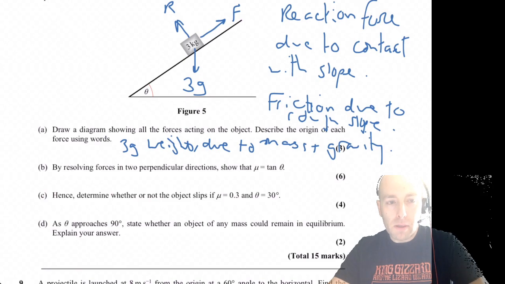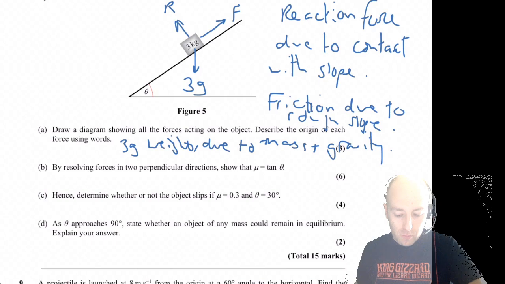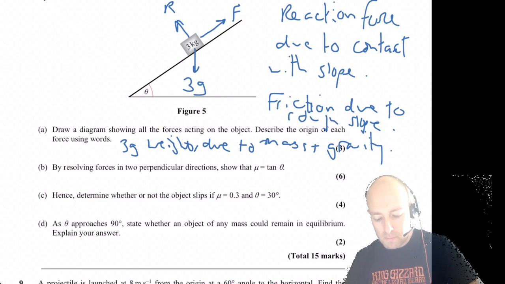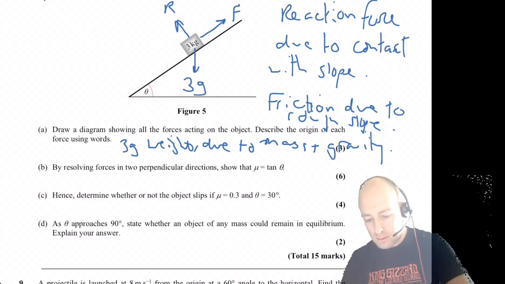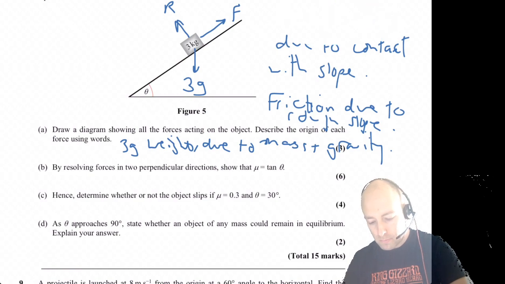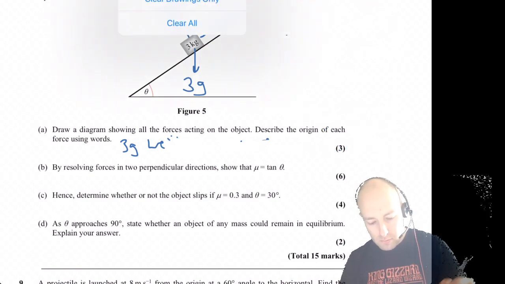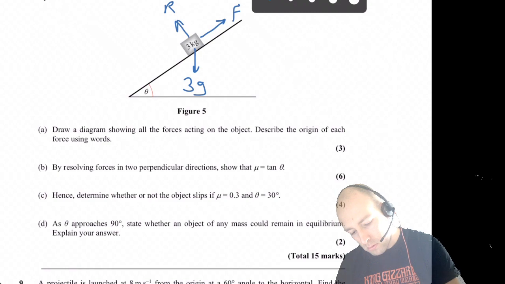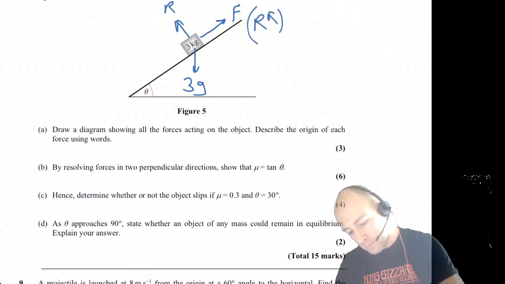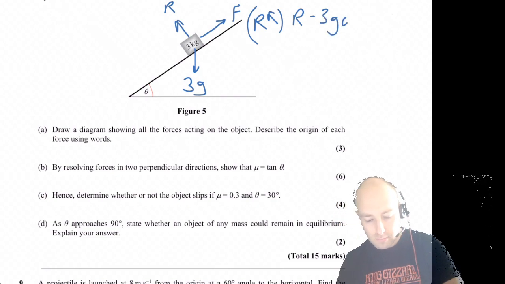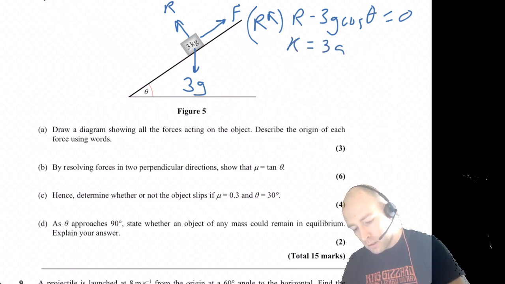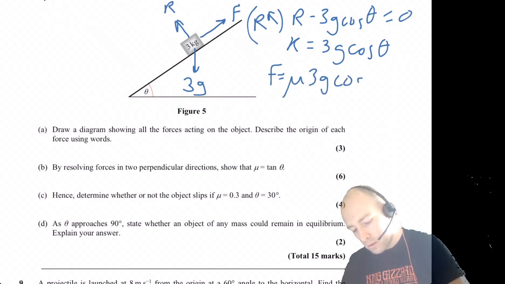So part B, we're now trying to find mu. So by resolving in two perpendicular directions. It doesn't say which, so it's up to us. We normally go plane and perpendicular, so let's keep with that. So if we resolve perpendicular to the plane first of all, we get R minus 3G cos theta equals 0. So R equals 3G cos theta. So F equals mu 3G cos theta.